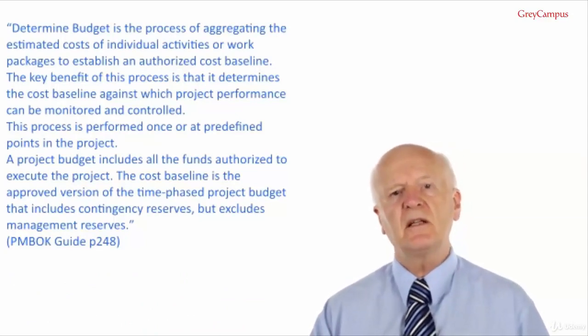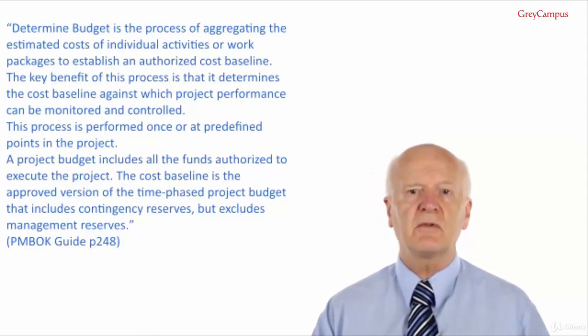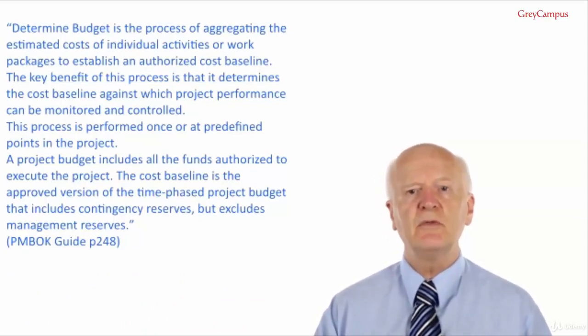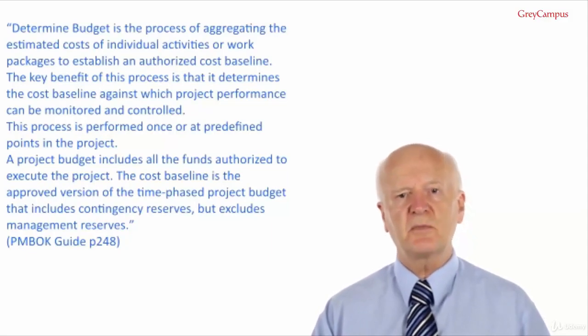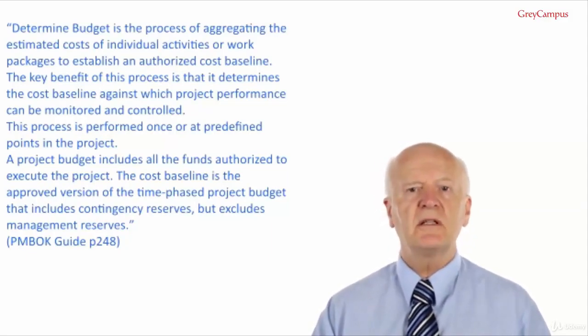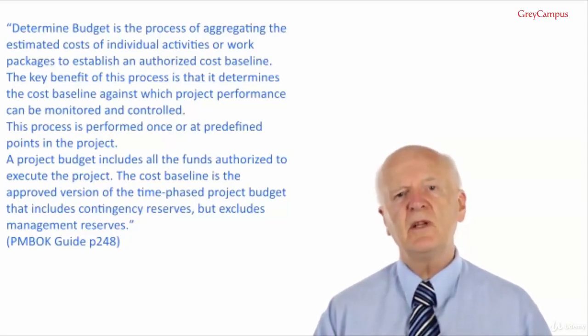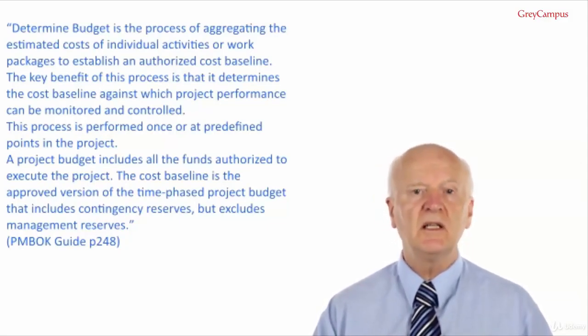A project budget includes all the funds authorised to execute the project. The cost baseline is the approved version of the time phase project budget, which includes contingency reserves but excludes management reserves. And you can read more about that on the PMBOK guide, page 248.